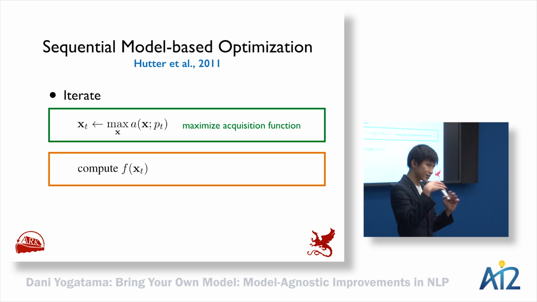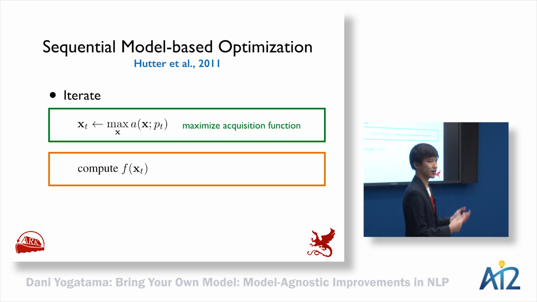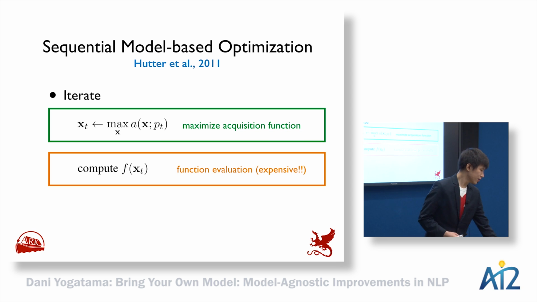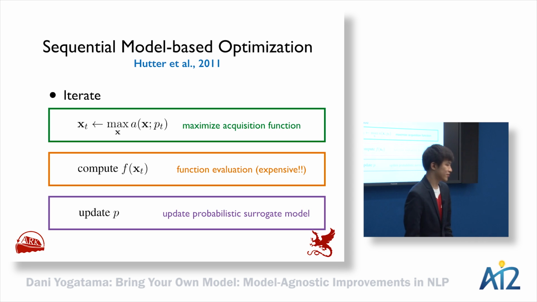This requires extracting features from training data, learning the model, extracting features from the dev set, and computing accuracy. So this step could easily take several hours for large-scale problems, computing f of x t, because at a different x t, we need to retrain the model basically. And then in the third step, we simply update our surrogate model p, and then we iterate and move on to the first step again. So this is basically Bayesian optimization in a nutshell.